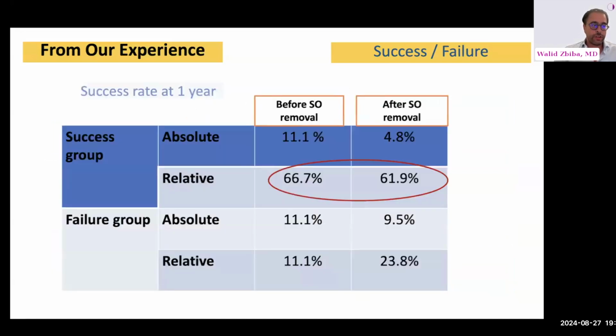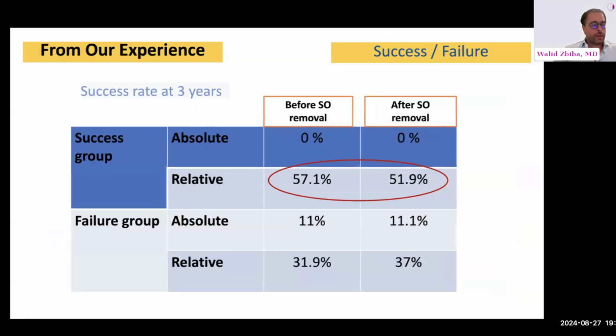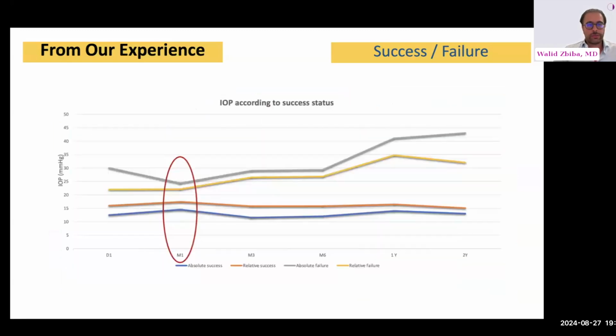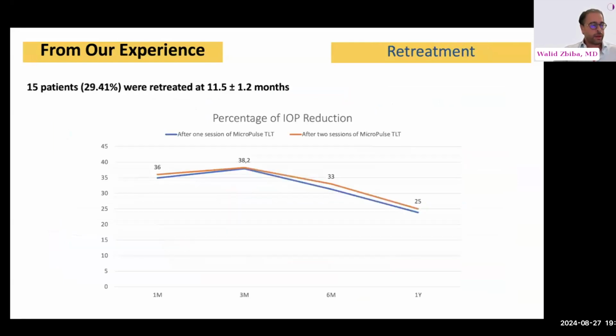The success rate didn't change between the two groups at 1 year, neither at 3 years. But here is an interesting sign. We also found a predictive sign of success: the lower the IOP at 1 month, the better the success rate. Here, in my opinion, don't hesitate about retreatment in these cases. From our experience, MicroPulse TLT keeps the same rate of IOP decrease as the first time.